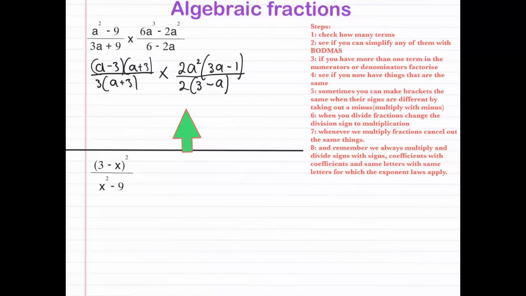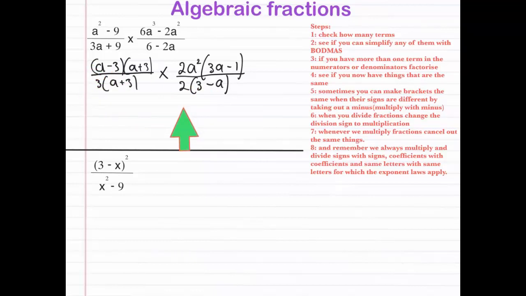Great. Now, what does step 4 say? See if you have things that are the same. Well, a minus 3, whoa, that's a 3 minus a. I can cross cancel when I multiply, but they are not the same. Can I make them the same? Because there's a negative 3, there's a positive 3, there's a positive a and a negative a.